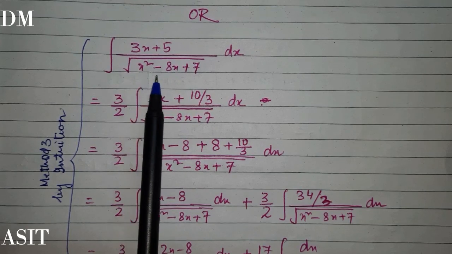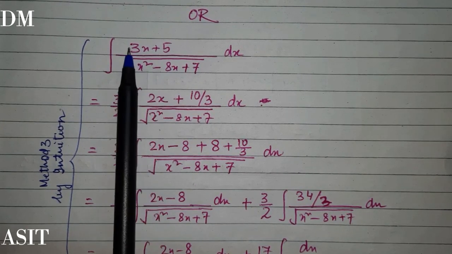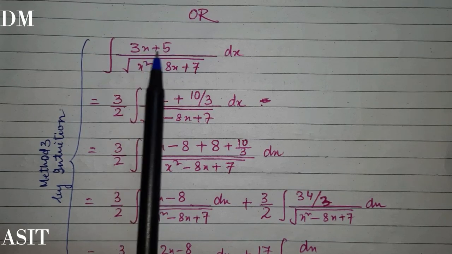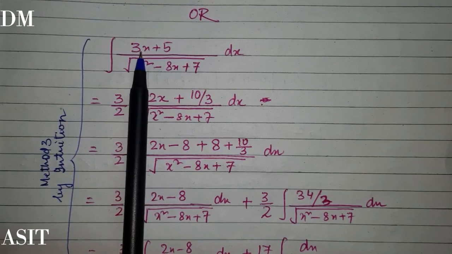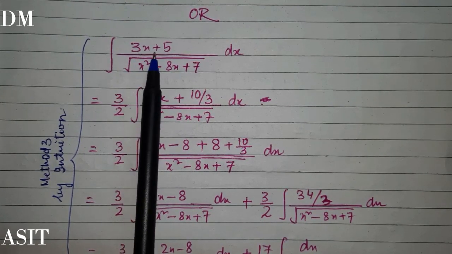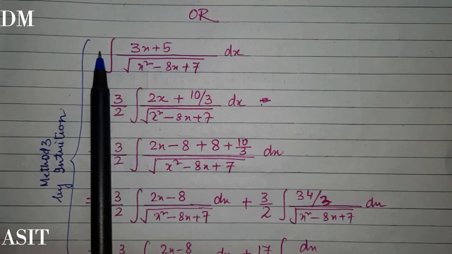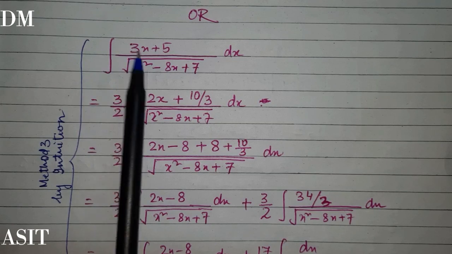So if I differentiate the quadratic expression, it will be 2x minus 8. So now we need 2x minus 8 here. First of all, we need to make it 2x. For making it 2x, what do we have to do? We need to take 3 common and multiply 2. Take 3 common, multiply 2.